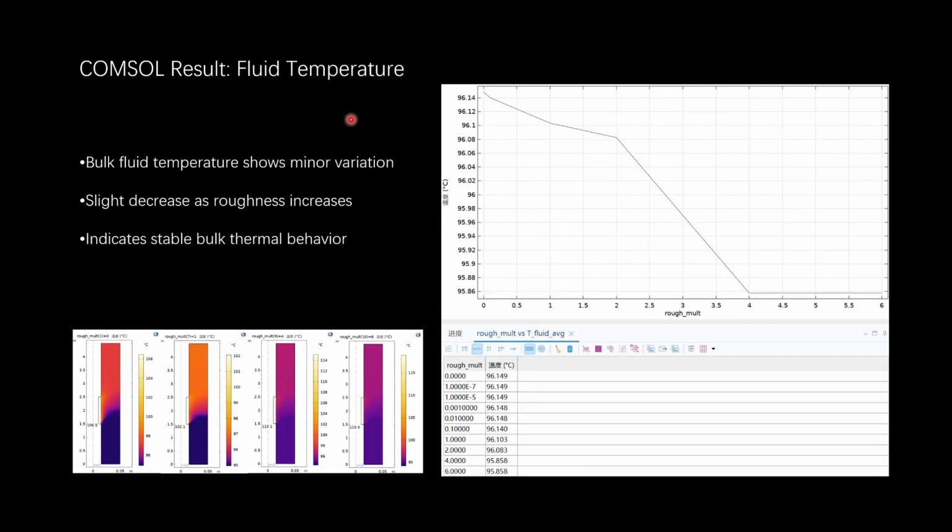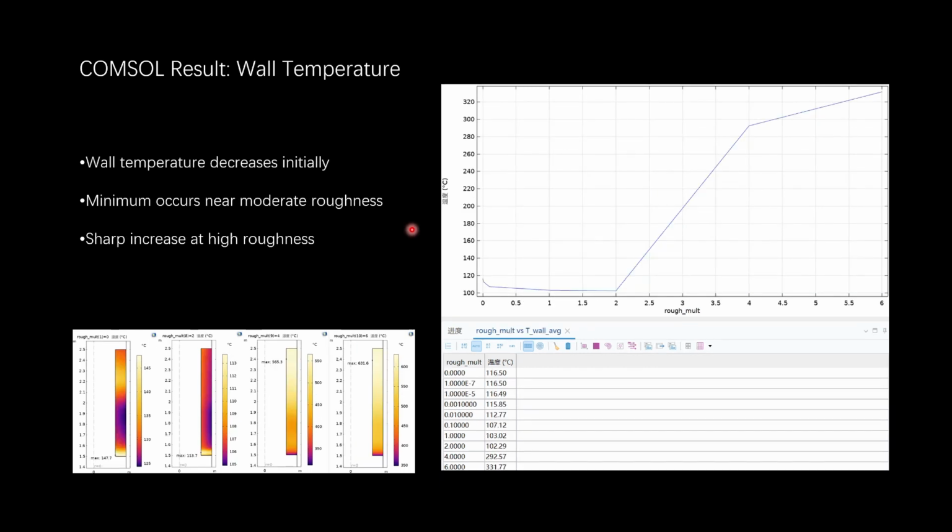For the fluid temperature, it changes only slightly. We can see the scale here on the y-axis. This means the overall fluid behavior remains relatively stable when the surface roughness changes. Moving to the surface temperature: it decreases initially as roughness increases, which indicates improved heat transfer. However, at high roughness, the wall temperature rises sharply. We can see here after 2, it indicates a change in boiling behavior.